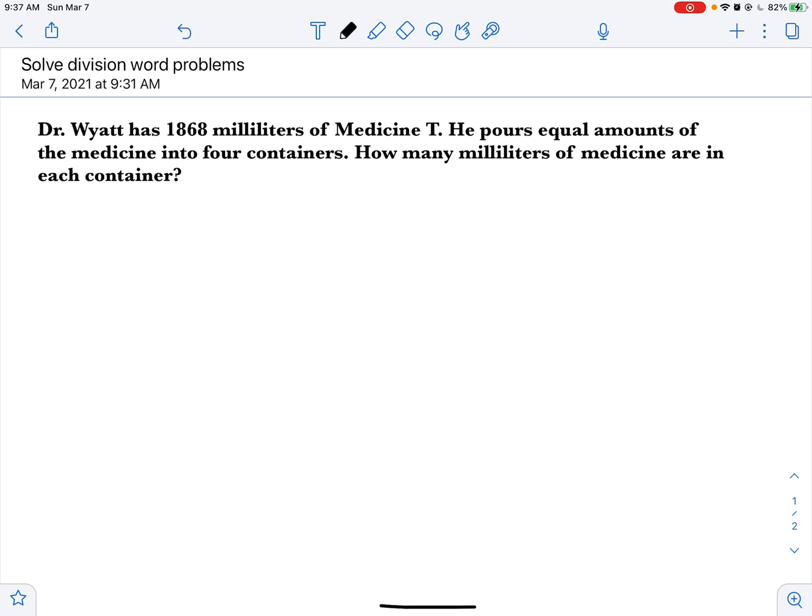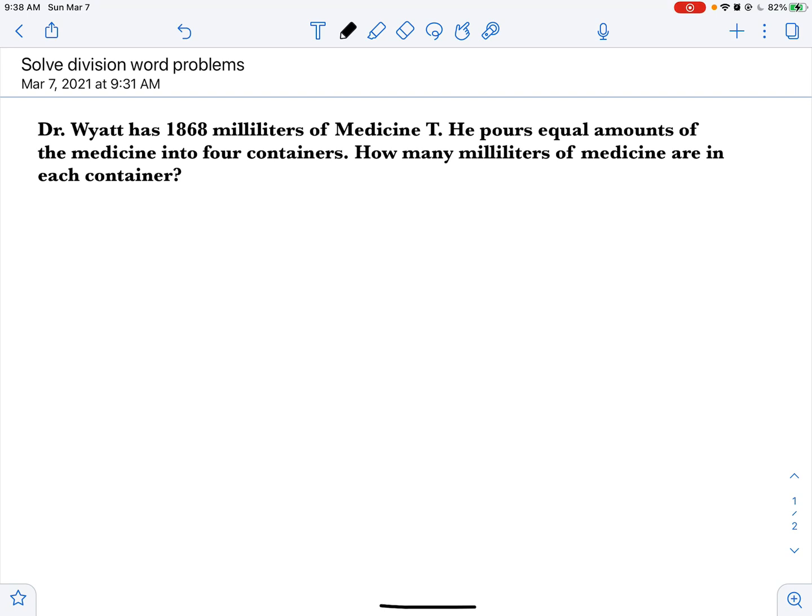So we've got Dr. Wyatt has 1,868 milliliters of medicine tea. He pours equal amounts of the medicine into 4 containers. How many milliliters of medicine are in each container? So I just want you to think to yourself briefly, is this a straightforward division problem? Is there going to be more than one step involved? Are we going to have to do some division and multiplication, or are we going to have to add or subtract something along with it? Just take a moment, look at it, and think about what you think.